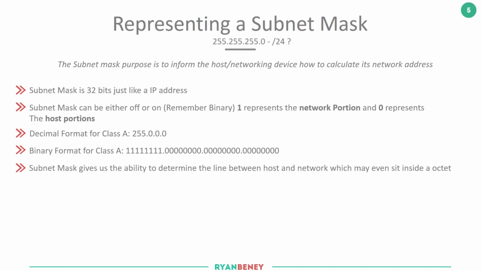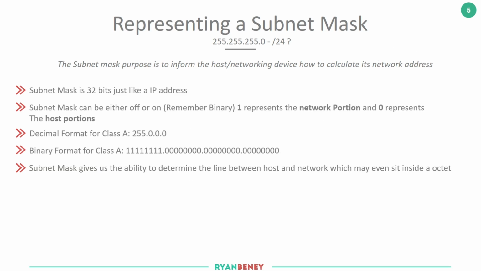The last point is a subnet mask gives us the ability to determine the line between the host and network, which may sit inside an octet. What we mean by this is, leaning on bullet points 3 and 4, where we had this decimal format and we converted it into binary. If we need to change what bits are the network and what bits are the host, that would have to be done in binary. And the reason for that is if I give you something like 255.255.255, you can't split 255 in the middle because it's a decimal number. So when we convert it to binary, what we can do is decide what bits we want off and on.